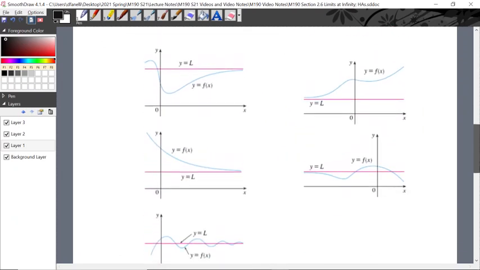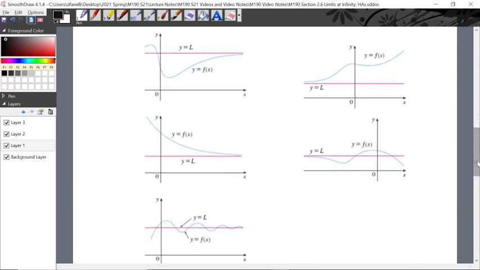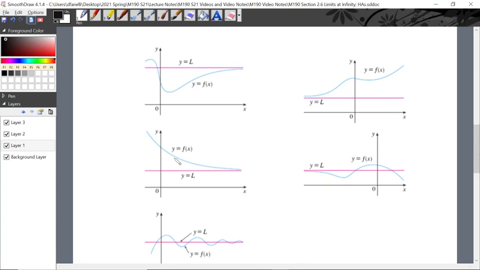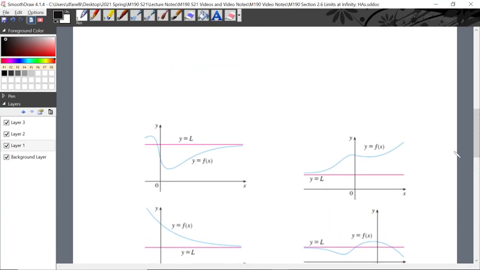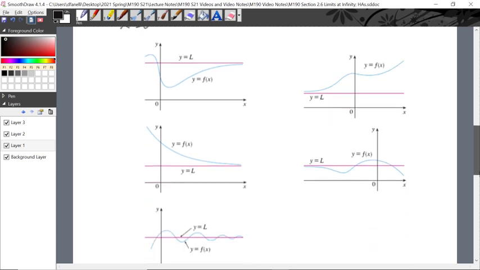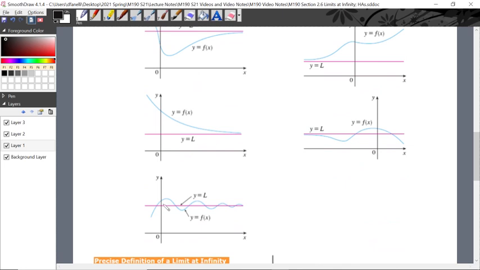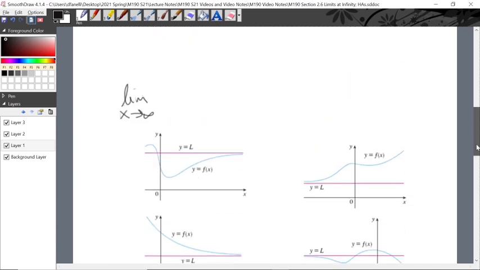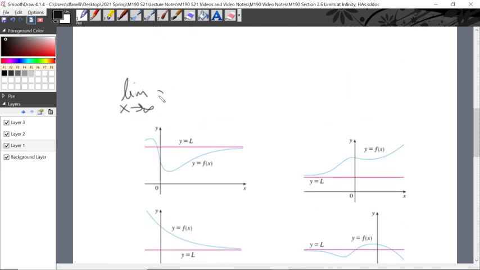So I pulled these from the textbook here. They're nice graphs, better than I could sketch real quick. These three on the left here are all describing horizontal asymptotic behavior. They would all be describing a limit as x is now approaching infinity. Notice that these are all going off to the right. The line y equals L is the horizontal asymptote that the function is approaching as it goes off to the right. It doesn't speak about what's happening as we go off to the left. The limit as x goes to infinity of f of x is equal to L.